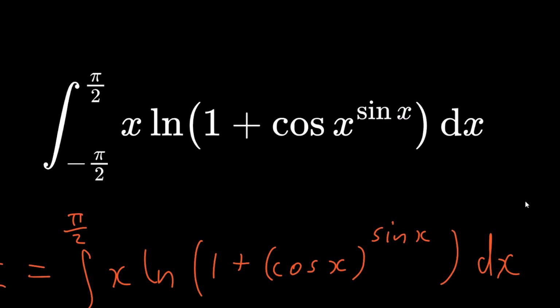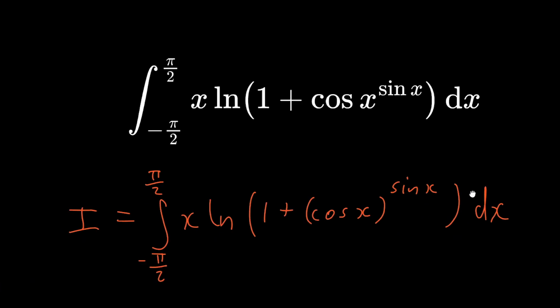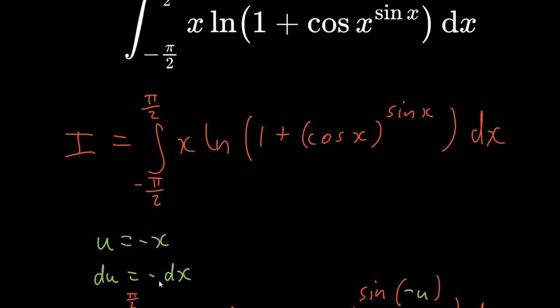Alright, next up, we have the integral between minus pi over 2 and pi over 2 of x times the natural log of 1 plus cos x to the power of sine x. So for this one, I'm going to start off with another substitution. This one's going to be u equals minus x, so du equals minus dx.